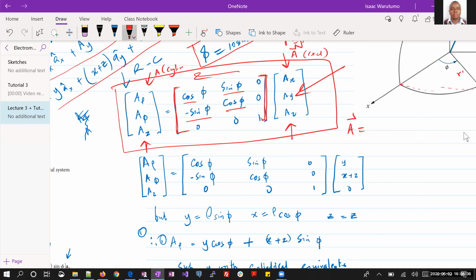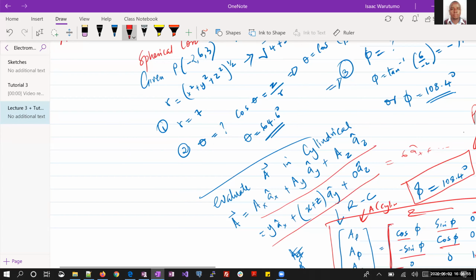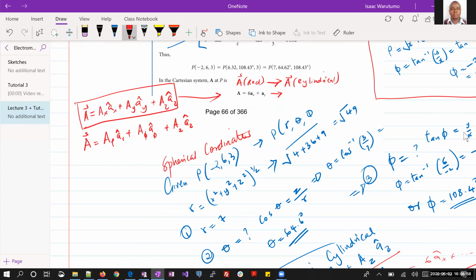So remember that we have been given that my A is equal to 6ay plus ax. Remember, that is what we have been given right here. So this is the one that we already know. And therefore, I have said you can express it in this form. So this is my ax, this is my ay, and my az, or my az is equal to 0. This is equal to 1. This is equal to 6.